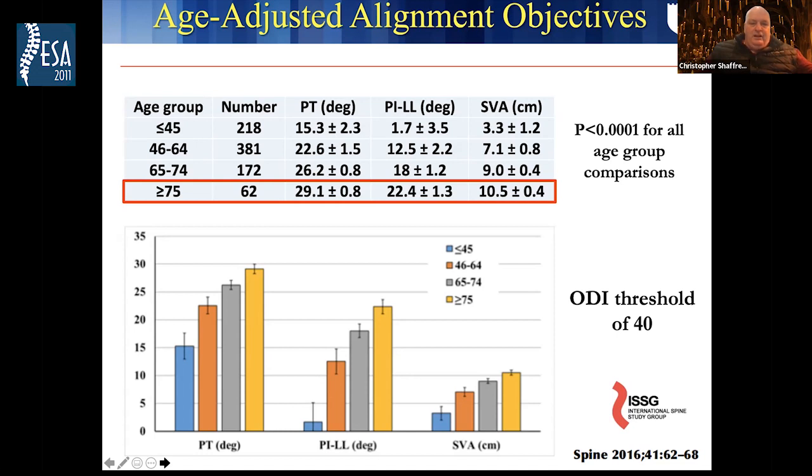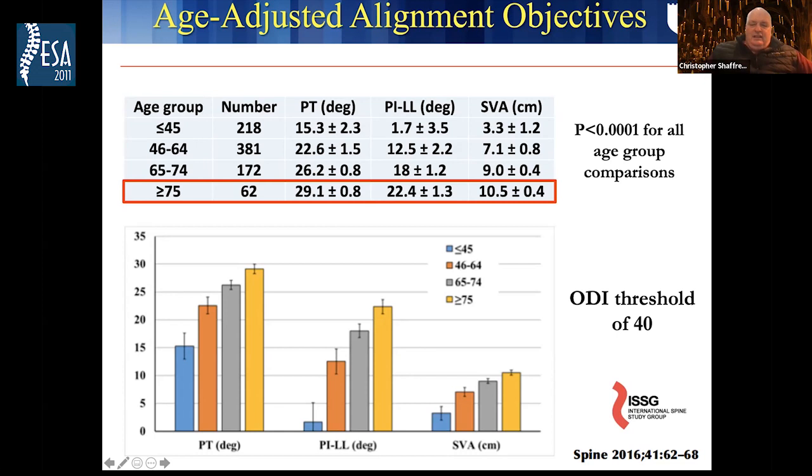And again, doing pedicle subtraction osteotomies and other 3-column osteotomies in people in their 60s and 70s likely resulted in overcorrection of their deformity based upon age-adjusted alignment objectives. So one of the things that the ISSG did was started looking at normative values for older patients. And what we found, for example, if you're more than 75 years old, a pelvic tilt of almost 30 is still in the normal range.